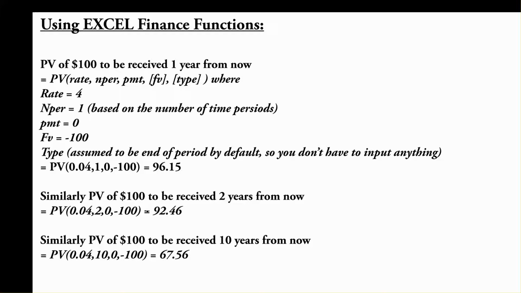When you do it on Excel, the Excel functions will look like this. When you type in the formulas on Excel, you're going to use a PV function. And that PV function is simply the present value function, because you're calculating the present value. When you type in equals PV in Excel, it'll automatically open up this bracket, and it'll ask you for these variables.